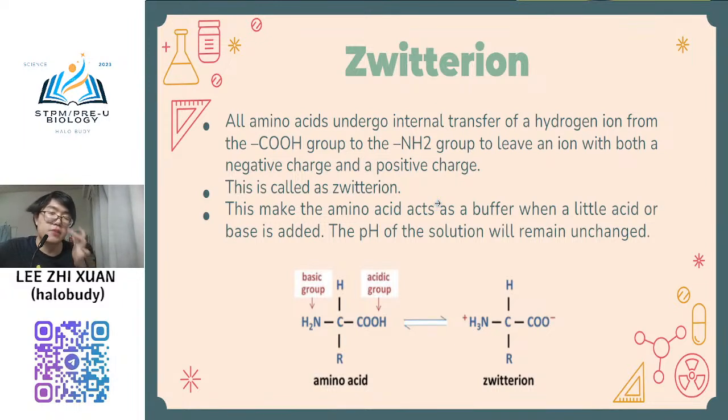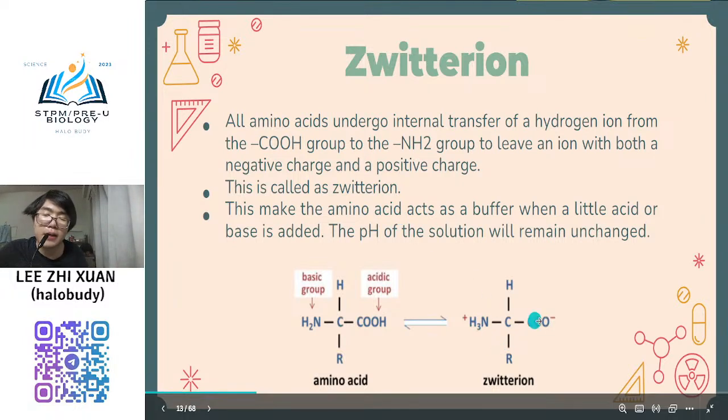Another one, this is very important. This is what we call the zwitterion. When the amino acid is immersed in water, soluble in water, it will form a zwitterion structure, which means it will both accept and release a proton, because it contains an amino group and also a carboxyl group.